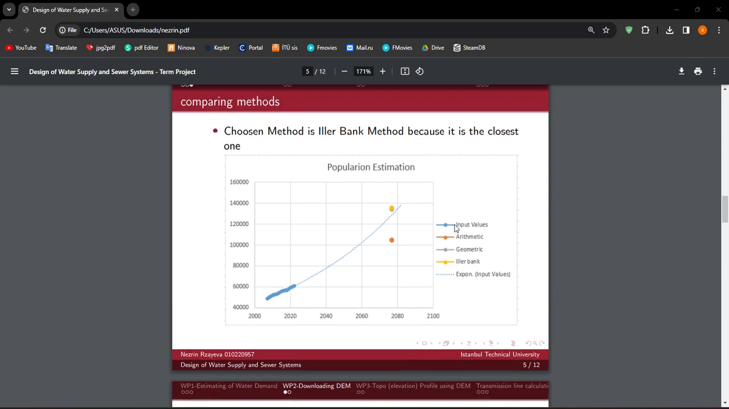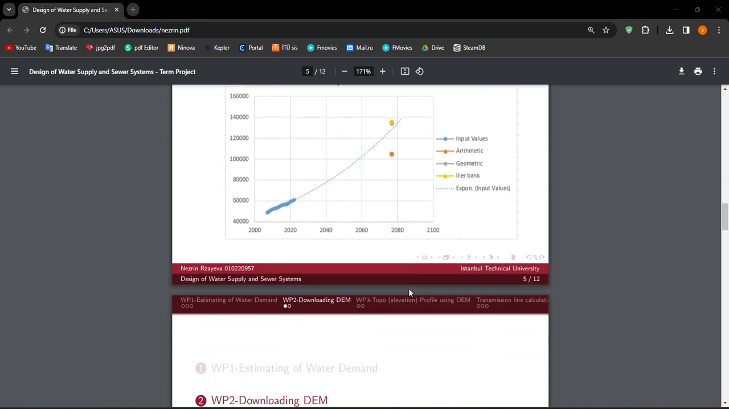In this slide, it's easily and precisely seen that we put the input values, and also the arithmetic, geometric, and Ilerbank graphics, and it's shown here that Ilerbank is the most suitable. Ilerbank and geometric are just overlapping, and they best fit the exponential curve.